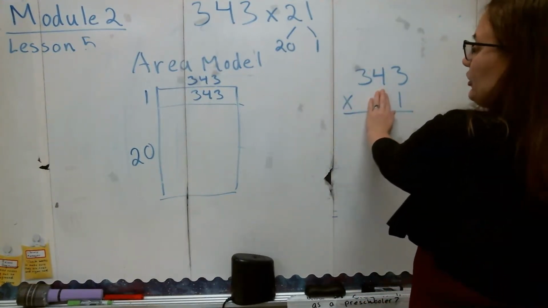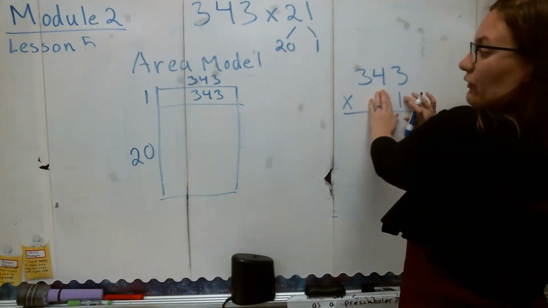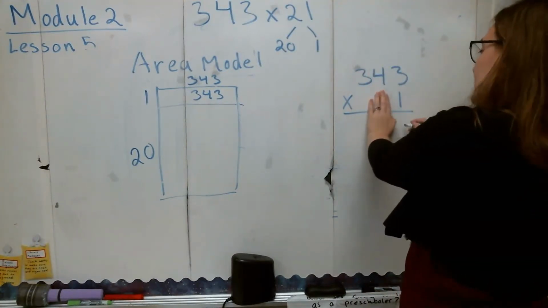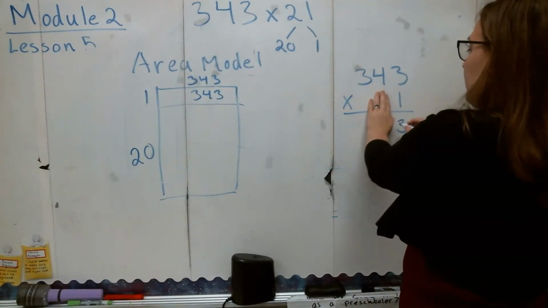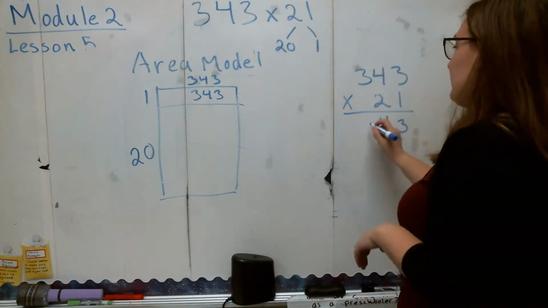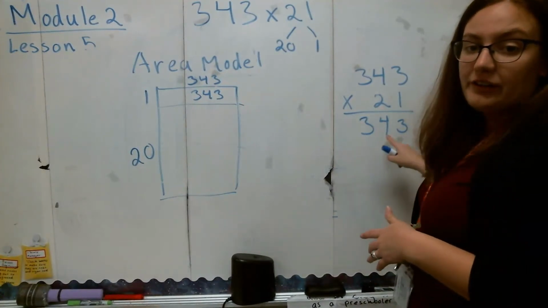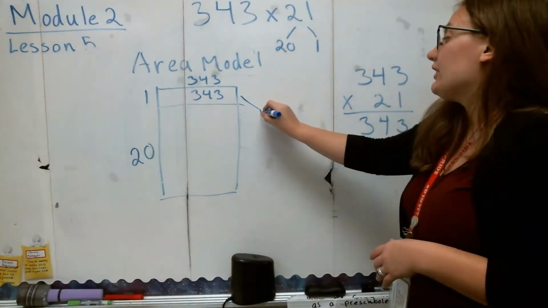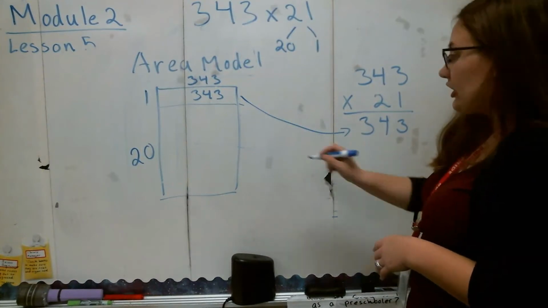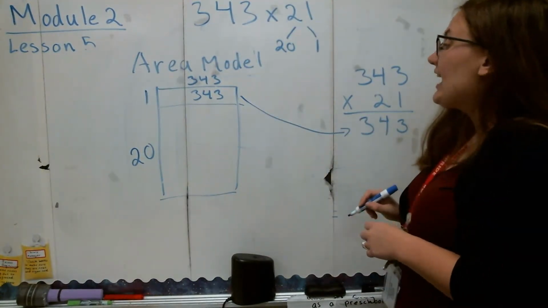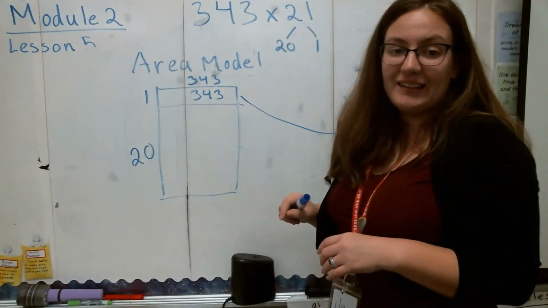Now I can also see the same thing is happening over in my standard algorithm. I'm not worried about this 2 tens just yet, but I see that I have 1 one multiplied by 343. So 1 times 3 is 3, 1 times 4 is 4, and then 1 times 3 is also 3. And I get the same partial product of 343. So I move that over here just to see that my partial products are matching. And then I move on to my next step.